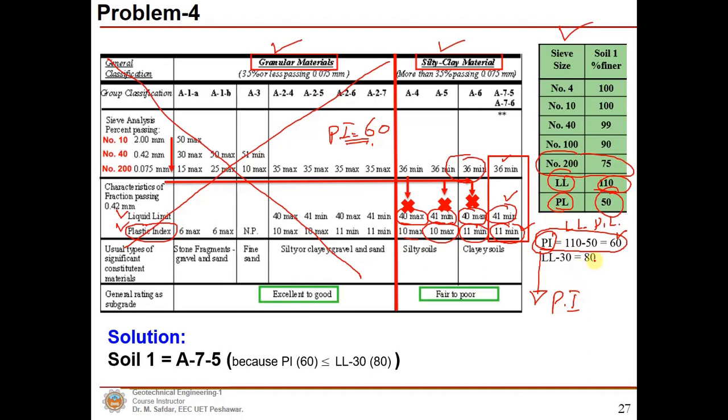Okay, so the soil is A75 because plasticity index is less than liquid limit minus 30, or 60 is less than 80, so we can classify that soil as A75.